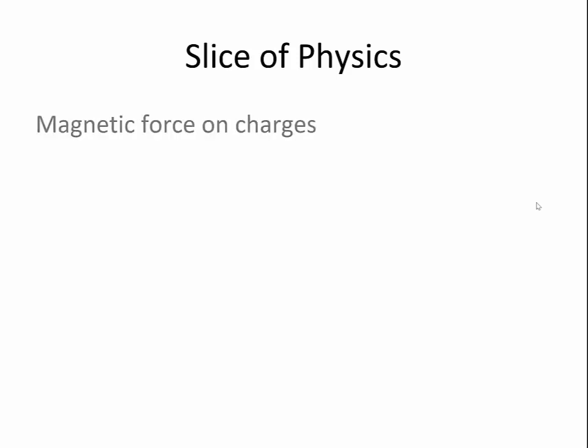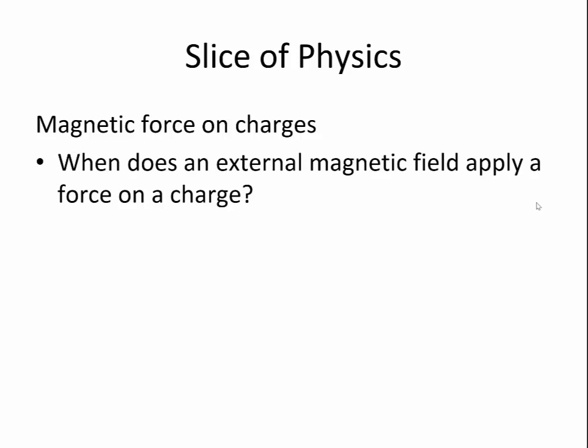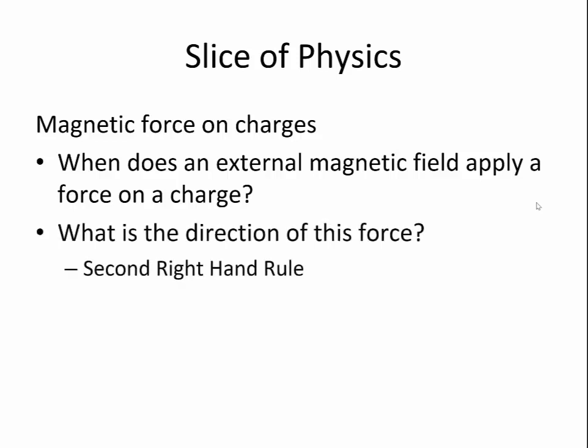So the question we ask is, what are the conditions in which magnetic fields apply forces on charges? In this video, we'll talk about when an external magnetic field applies a force on a charge, and if it applies a force, how do we determine the direction of the force, which brings us to the second right-hand rule.